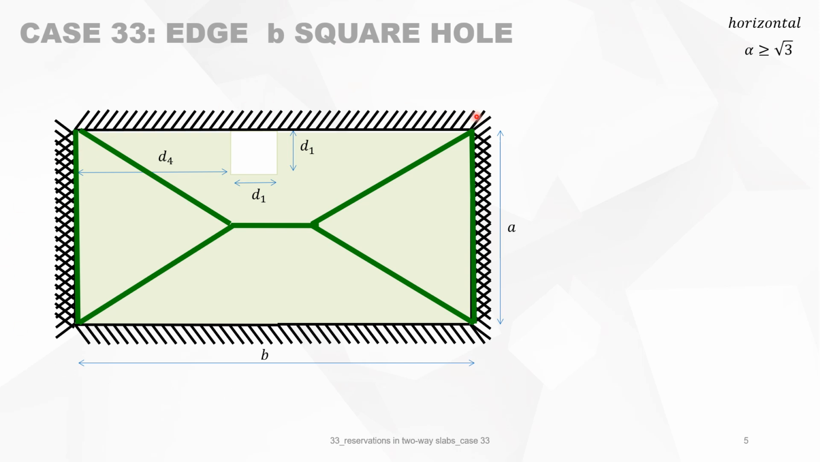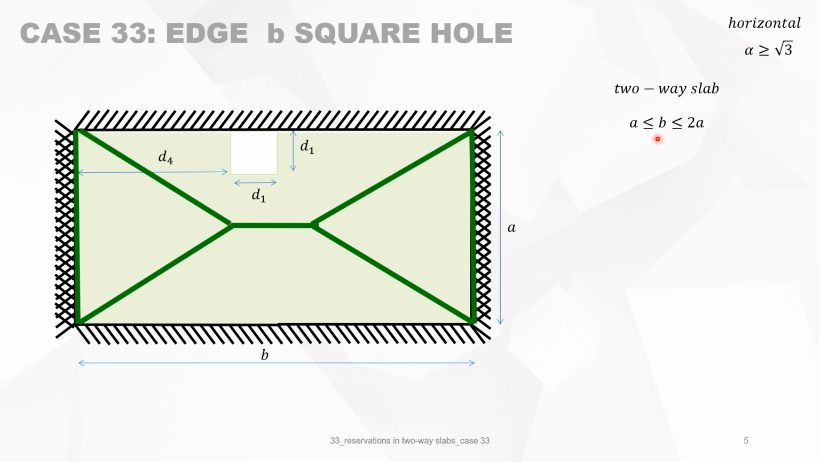We are first dealing with a yield pattern, which I call horizontal because there is one horizontal yield line. And this is where alpha, which is B over A, when alpha is bigger than 1.7, then you will have a horizontal yield line because we use the 60-30 degree rule for the position of the yield lines.